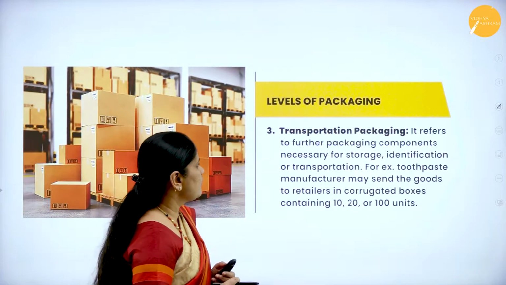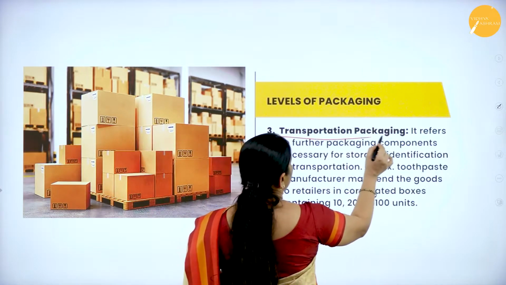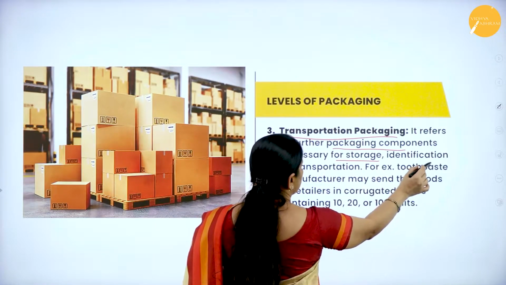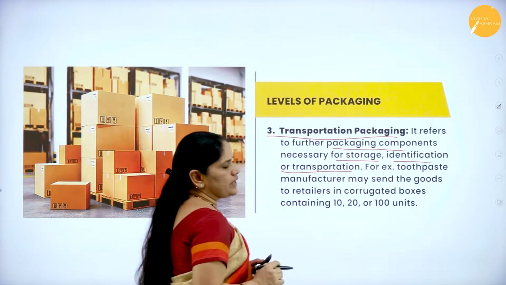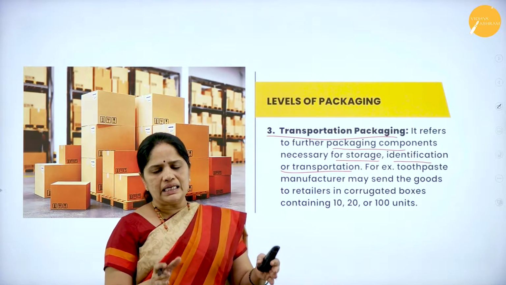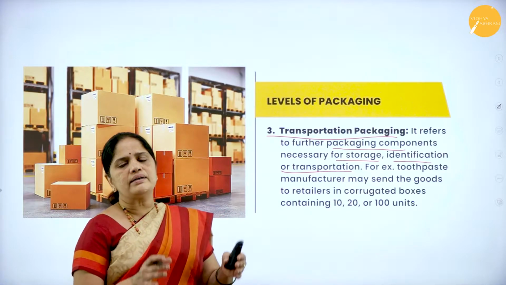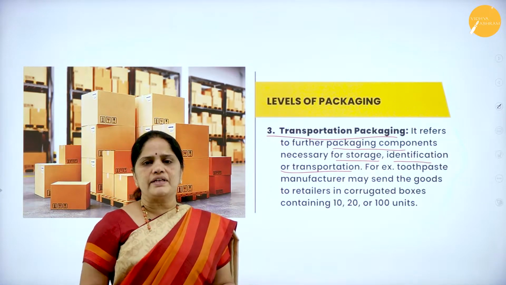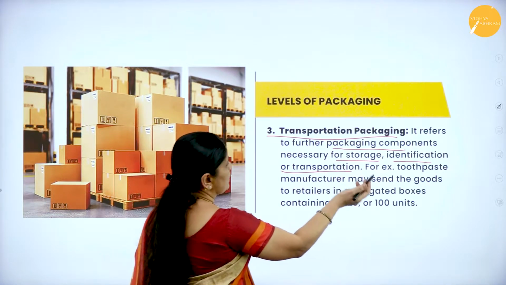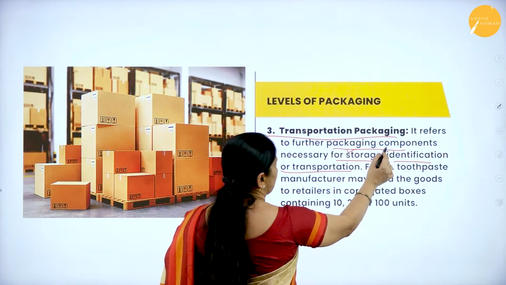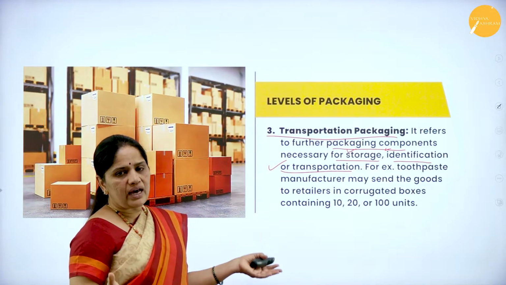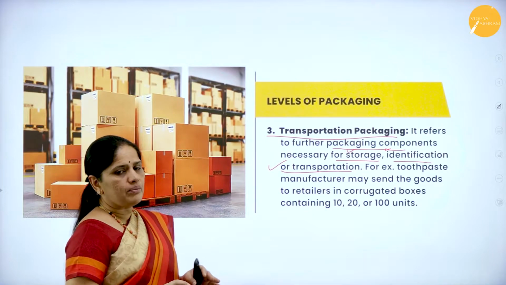The next level of package is the transportation packaging. It refers to further packaging components necessary for storage, identification or transportation. There are so many toothpastes here, and in each box about 100 to 200 pastes will be placed and then they will be transported. In this way, it is a further packaging component necessary for storage, identification and transportation. So, for all these things, we need to have another box into which all these components go.